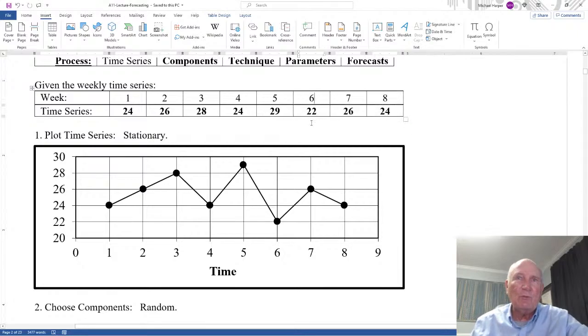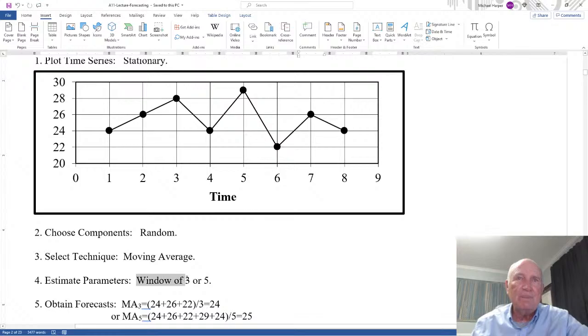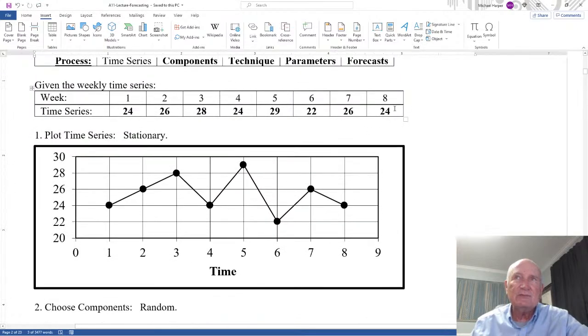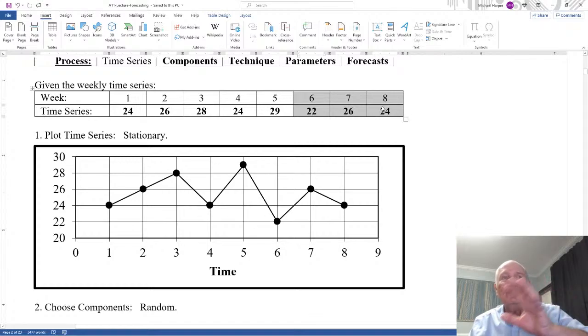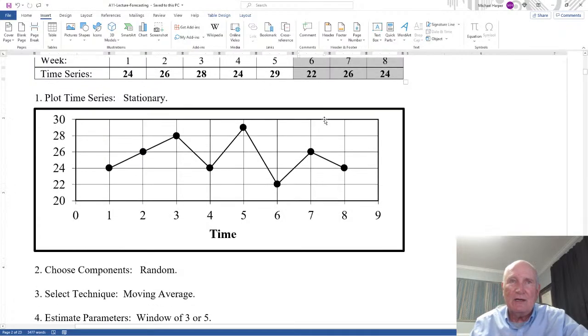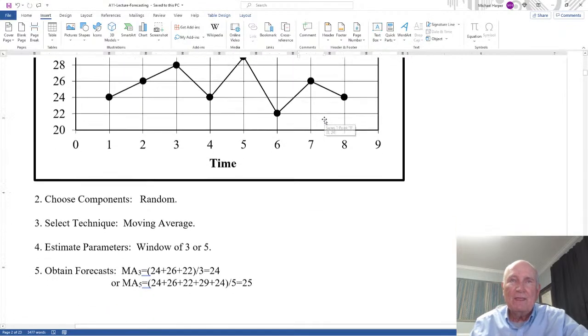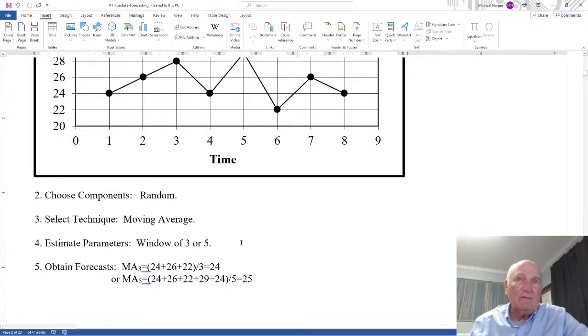If the window here is 3, then you're going to average the last 3 values, time periods 6, 7, and 8, to forecast time period 9, or week 9. And then once you observe something in 9, you move the average down: 7, 8, 9, average that to forecast 10. And so you keep moving it down, called a moving average. Or the window could be 5.